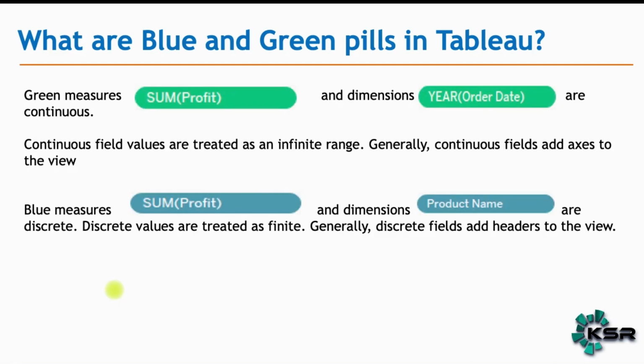Now going ahead with the green and blue pills. Green could be a measure as well as a dimension, but they are continuous. So let's say a green measure could be something like sum of profit. And if you have to name a green dimension, then it could be a date field, but it will be continuous in nature. Now continuous fields are treated as an infinite range, and generally continuous fields add an axis to the view.